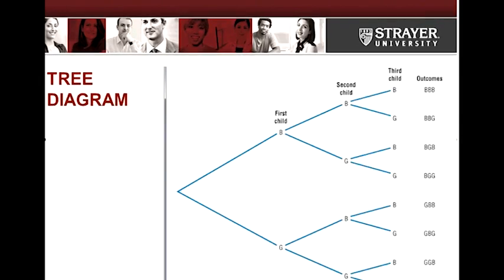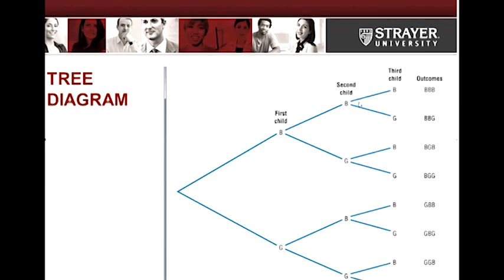So we can have 3 children. The first child can be a boy or a girl. The second child can be a boy or a girl. So if we had a boy, then we can have a boy or a girl the second time. If we had a girl, we have a boy or a girl the second time. And in the end, we end up with 8 different outcomes coming out from each node of the tree diagram. So these are the branches, and finally out here at the end you have the leaves.